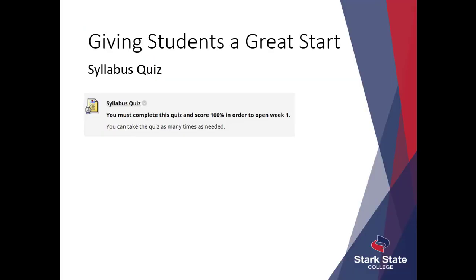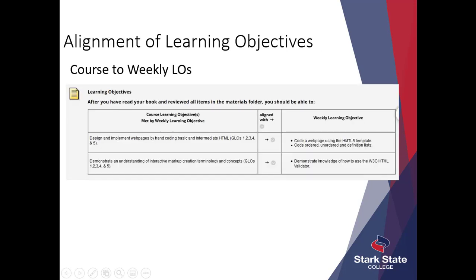So the final thing that is included in this class that gives a student a great start is a syllabus quiz. This reinforces all the expectations that are set in the course syllabus. Alignment of learning objectives is critical in any good course design. This course is a good example of it. We've used tables in Blackboard to show the alignment of our learning objectives. This was really easy to set up.